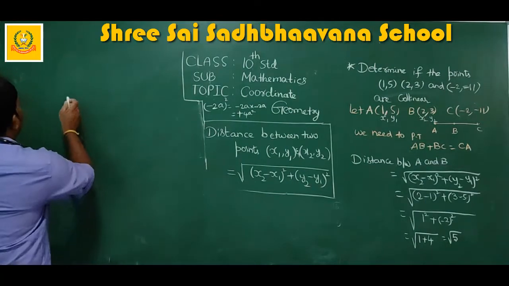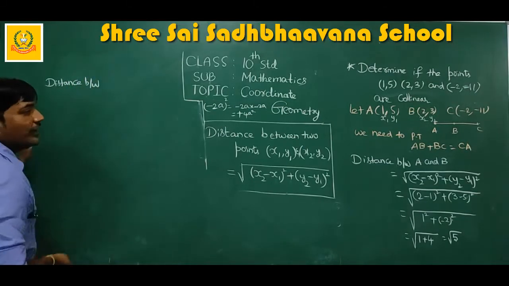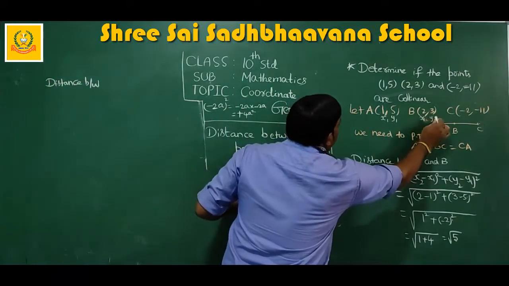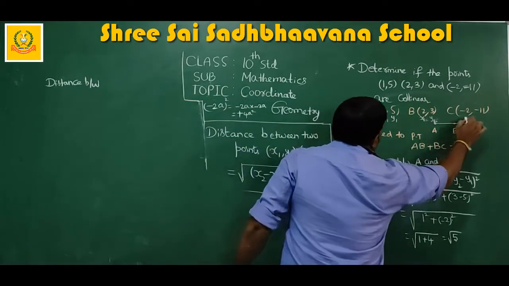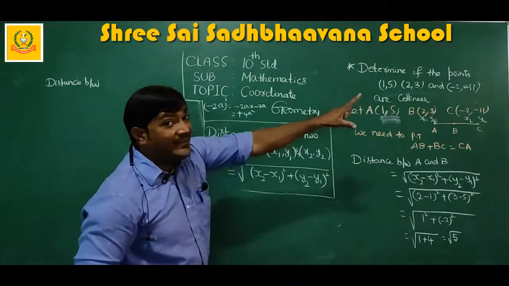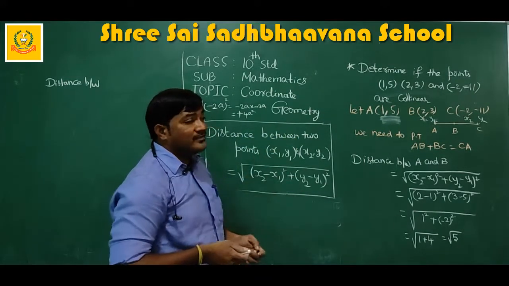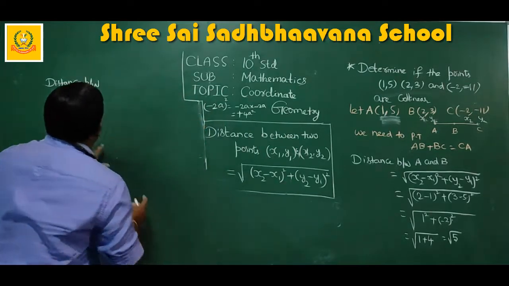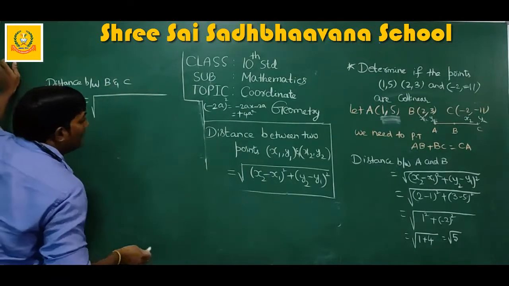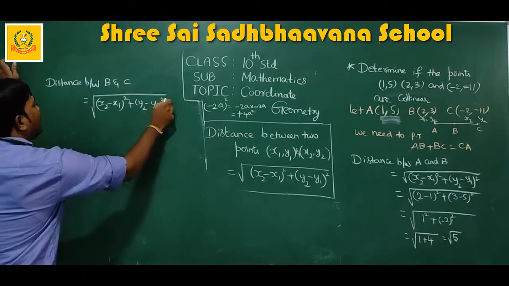We found the distance between A and B, right? Now we have to find the distance between B and C. When you find the distance between B and C, you take B as x1, y1 and C as x2, y2. We are not taking A, just leave it. So the distance between B and C is the root of the same formula: (x2 minus x1) the whole square plus (y2 minus y1) the whole square.